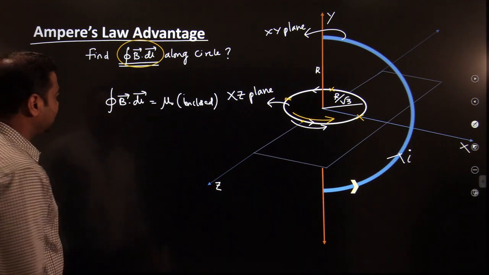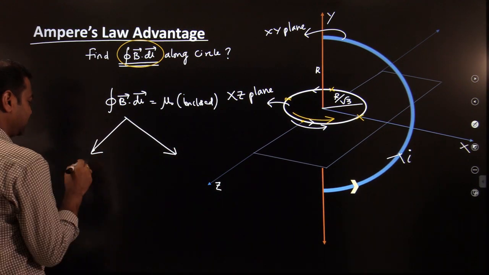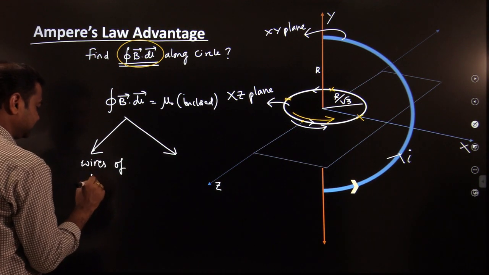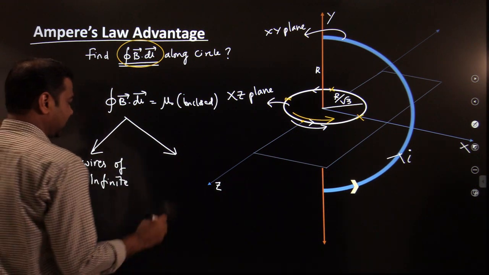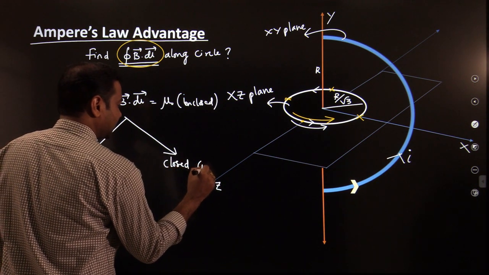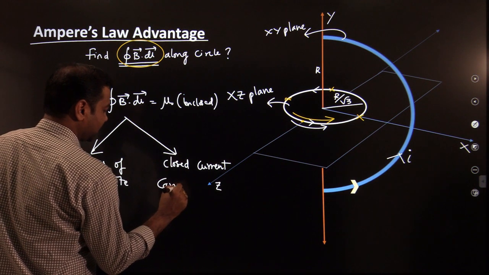So this formula can be applied in two ways. The first is whenever the wires are infinite. If the wire is infinite, then I can apply it. The other one I can write down for closed current carrying loops.